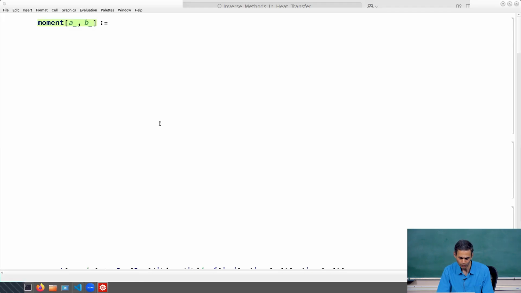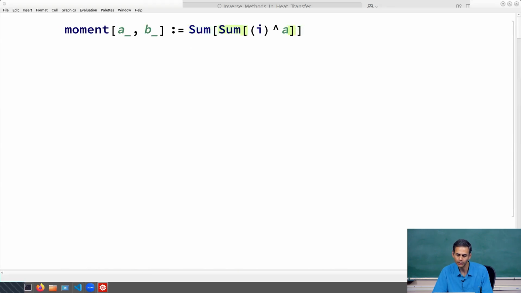Okay, so what we say is that we have a summation, and then we have another summation. The inner one is on i and the outer one is on j. Then we have a sum of i to the a, times j to the b, times f of ij. That is the summation that we want to calculate.